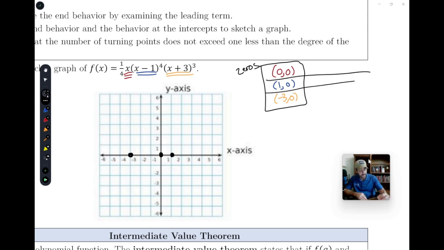So maybe we can make that same table and ask, what about their multiplicities? Well, we could look at the red one and ask what exponent is above that x. Be careful, there's an invisible 1 hanging out right there. So you've got a multiplicity of 1 for the red one, a multiplicity of 4 for the blue one, and a multiplicity of 3 for the yellow one. And that's going to tell us, if we remember EBOC, even bounces, odd crosses: odd, cross; even, bounce; odd, cross. Now we've got the multiplicity and we've got the behavior.